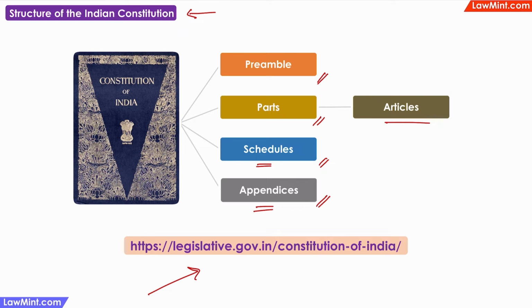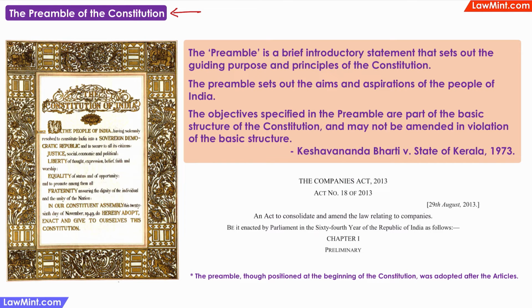You should see what is contained in the schedules and appendices, especially because these are not discussed so frequently when we study the Constitution. The preamble is the first part of the Constitution, and even though the preamble is at the beginning of the document, it was actually adopted after all the articles. So in a way, the preamble summarizes the intent of the Constitution.